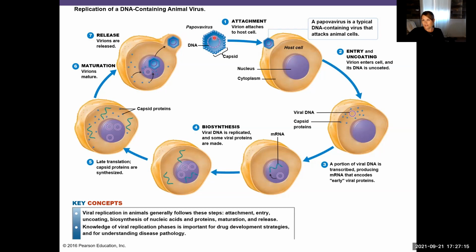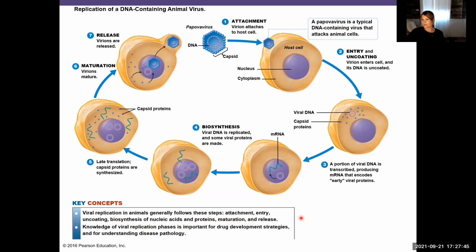Okay, so nothing too crazy, right? The DNA makes it into the nucleus where transcription can happen, where replication can happen, just like any DNA would work. Make sense? So it's a typical DNA virus that attacks animal cells, and it's a typical way that these DNA viruses will replicate: attachment, entry, uncoating, biosynthesis of nucleic acids and proteins, maturation and release.